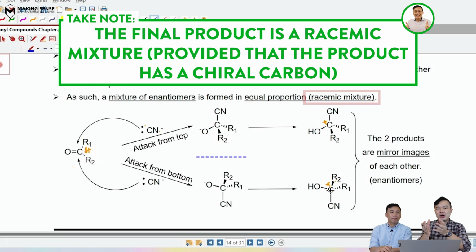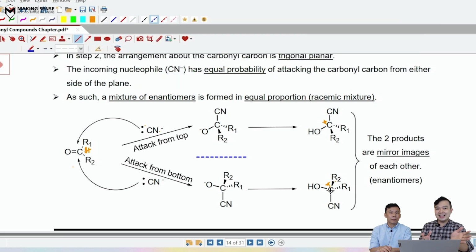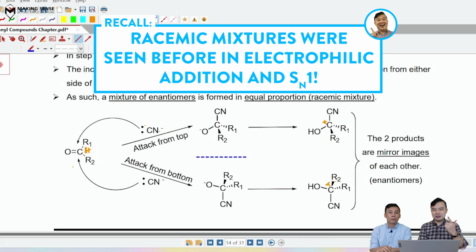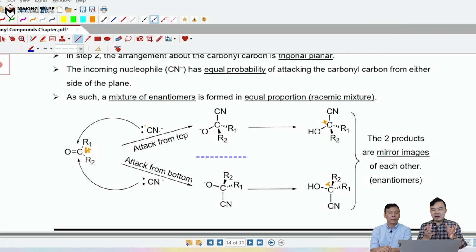Yes, a racemic mixture would have its optical activity cancel out, and as a result, you do not rotate plane polarized light. So this feature is very distinctive of nucleophilic addition, and I hope that looking at this particular explanation, it triggers your memory a little bit from electrophilic addition as well as nucleophilic substitution, the first one, SN1, right? The reason why is because they all will end up with a racemic product mixture.